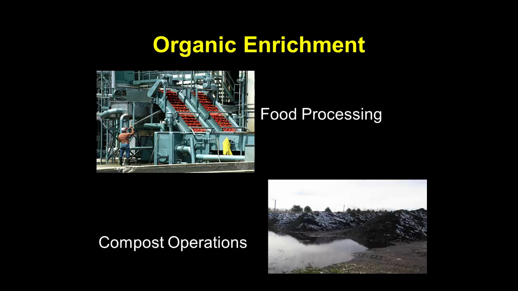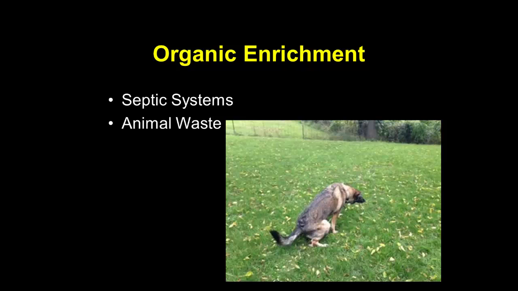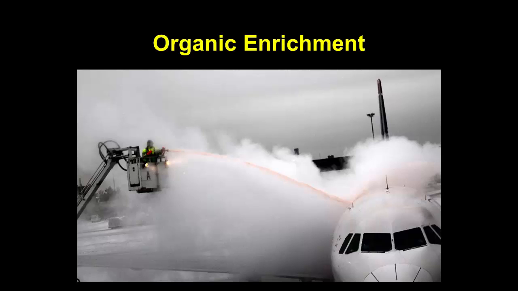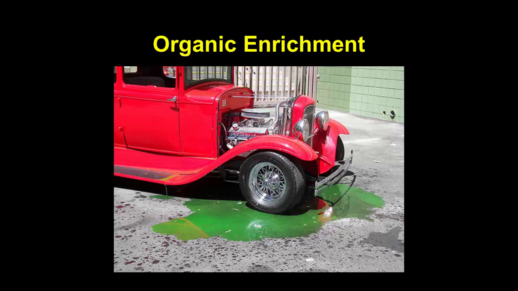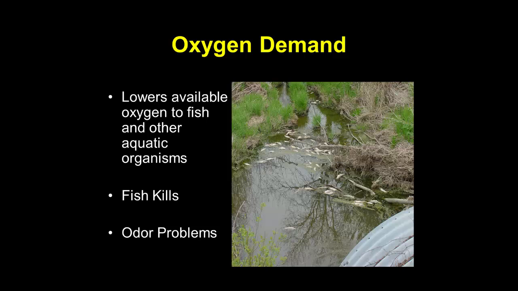The following activities can lead to organic enrichment: food processing, compost operations, failing septic systems, animal waste, airplane de-icing activities that use glycol-based products, and improper handling of antifreeze. Stormwater runoff can deposit large quantities of these substances in our lakes or streams. As these substances are being broken down by bacteria, levels of dissolved oxygen in the aquatic environment are decreased. Oxygen depletion is a common cause of fish kills and odor problems, especially in areas of shallow or slow-moving waters.